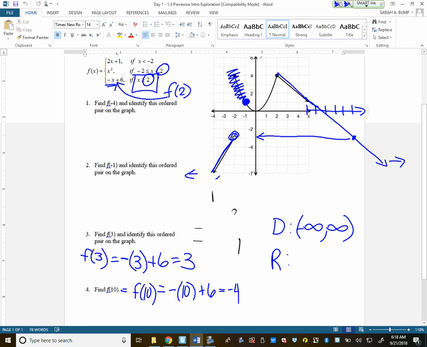The range on this, on both ends, the graph is going to continue downward, so it's negative infinity. On the left end, we stop at a y value of -3 and don't start again until a y value of 0 up on the origin.